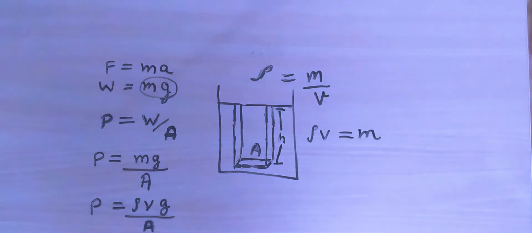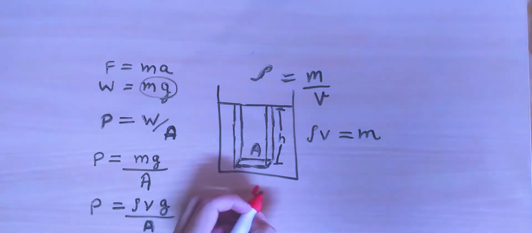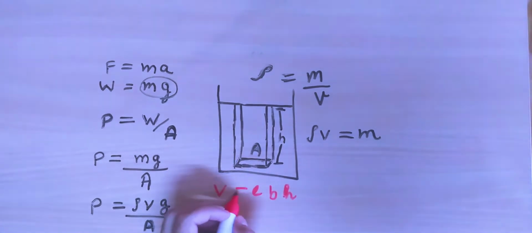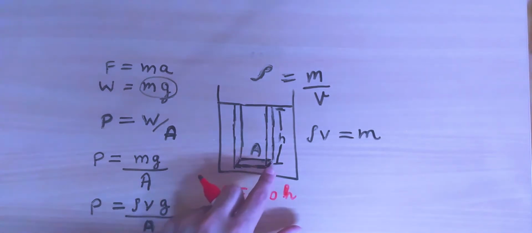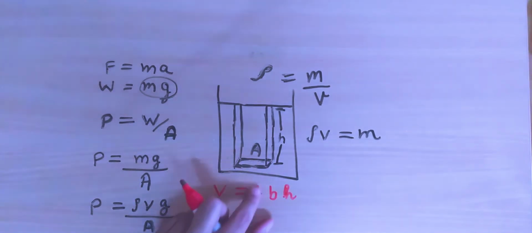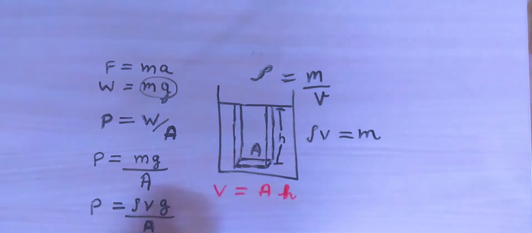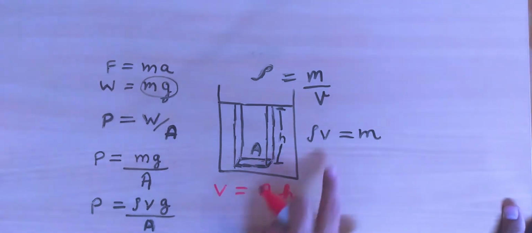Well, we've studied the volume of cylinders and cuboids, and we know that for the case of a cuboid, the volume of a cuboid is L into B into H, right? Length into breadth into height. Well, what is L into B? Length into breadth is equal to the area of the base, right? The base area. So we can write the base area A times H gives us the volume. Instead of writing V as the volume, we can write it as AH. So I'll write that here.